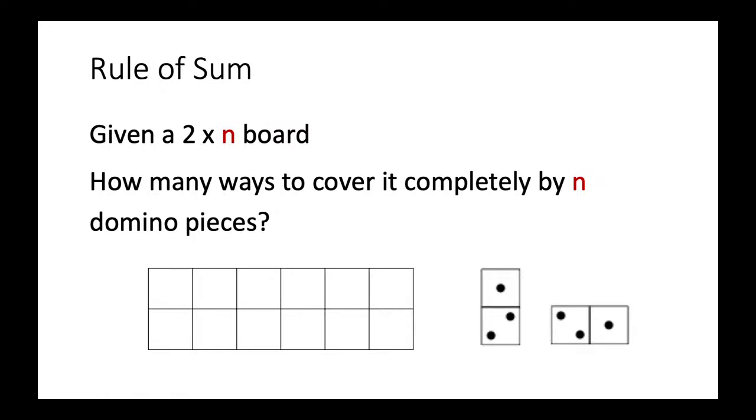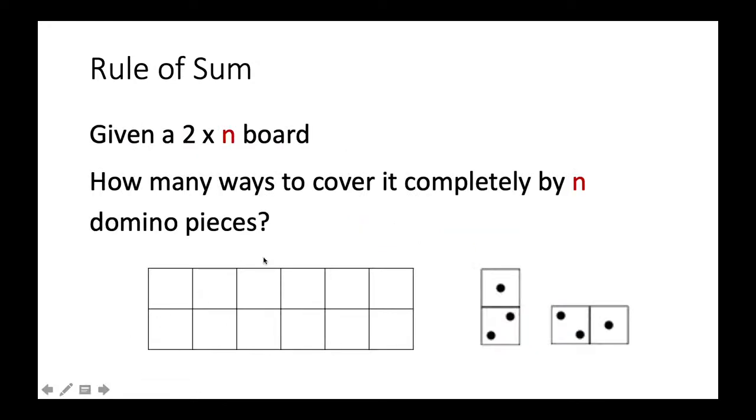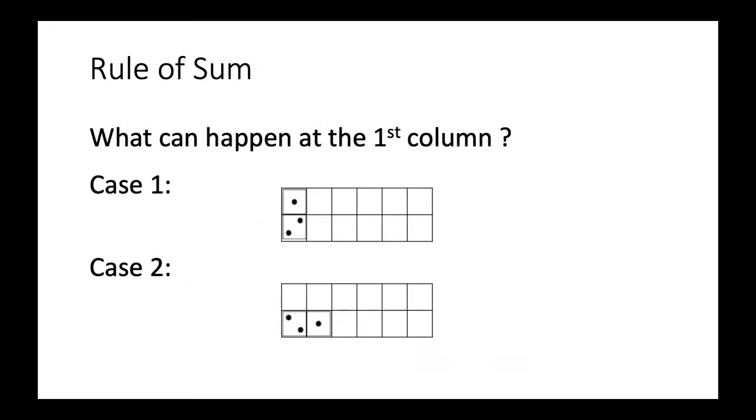And we can actually talk about A0. A0 is equal to 1 when you don't have any board. The only way that you can do is you do nothing. So A0 we can say it is equal to 1, A1 is equal to 1, A2 is equal to 2, and in general, what is A_n? Now to solve this problem, we can think about this using the same idea as we used before.